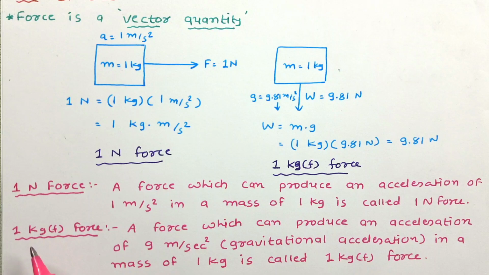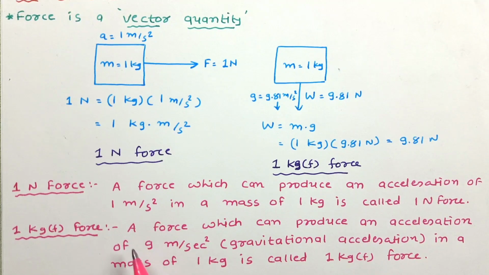So we can define 1 kgf force as a force which can produce an acceleration of g meter per second square, that is gravitational acceleration, in a mass of 1 kilogram, that is called 1 kgf force. Now let us try to understand the characteristics of force.